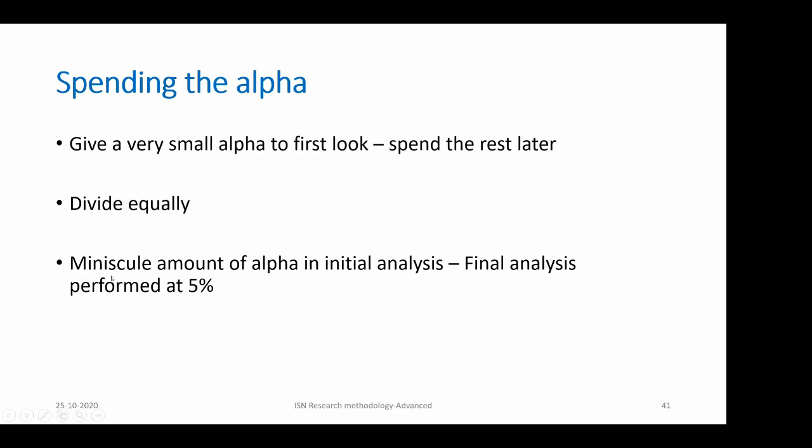Now the third approach is you give a very minuscule amount. In the first approach we were giving say 0.01 or 0.005 as the alpha. Here you're going to give very minimal alpha in the initial analysis, and the final analysis would be performed at a total alpha of 5%. So one criticism is the initial alpha which you are giving is very small, say it might be 0.0001, and most of the time you might never attain that p-value in the initial interim analysis, so the study will continue as planned.